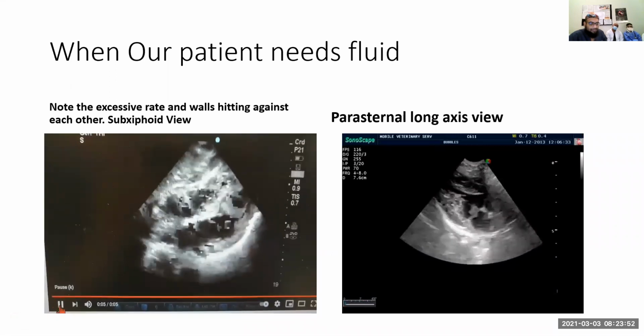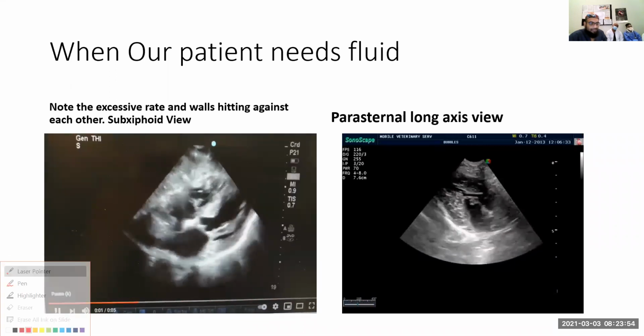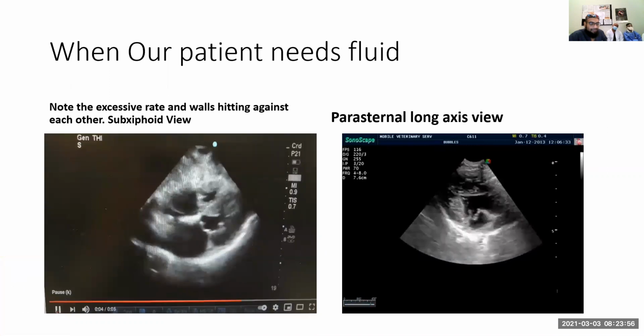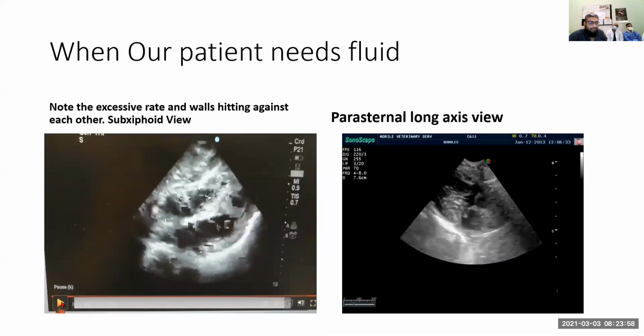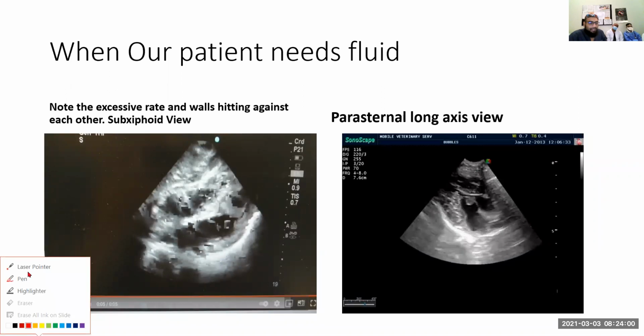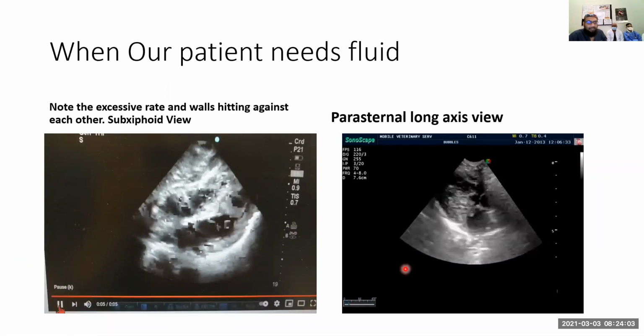Right. Let's stop this one for a second and concentrate on the other one. Sorry about that. Let's pause that. Let's look at the parasternal long view. Let's say for some reason you can't get the subxiphoid view.